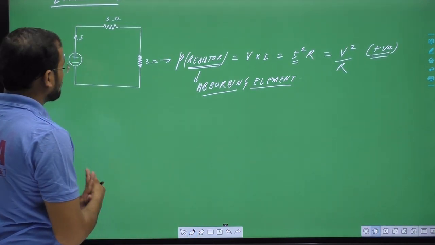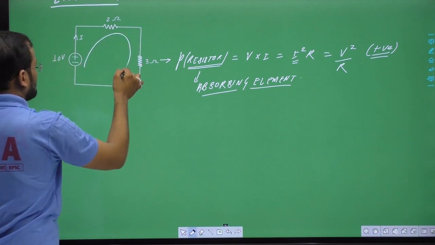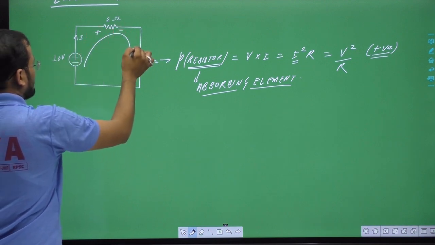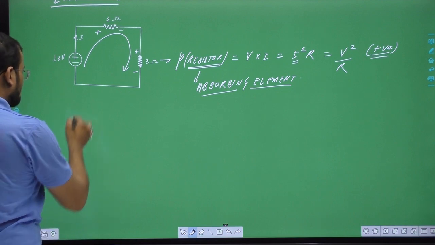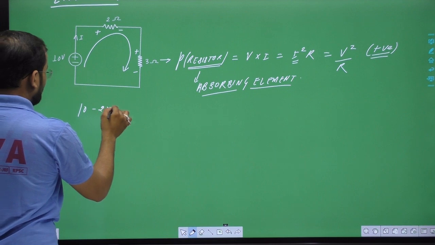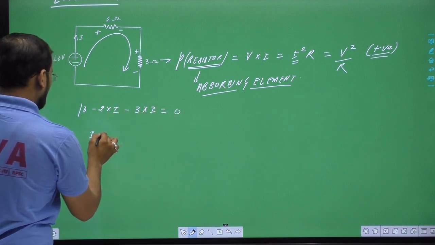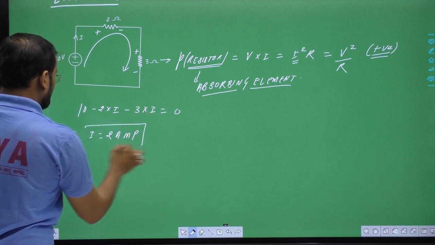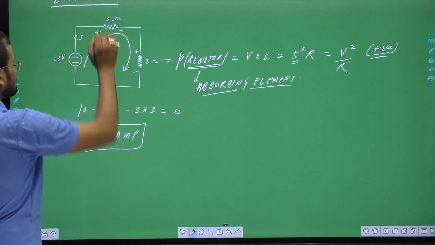Here, as we already studied about KVL, this is loop 1, current is entering here, leaving here. If we write KVL here, then we obtain 10 minus 2 multiply with I minus 3 multiply with I equal to 0. The value of I will be equal to 2 ampere.